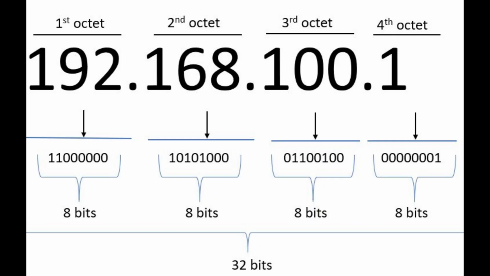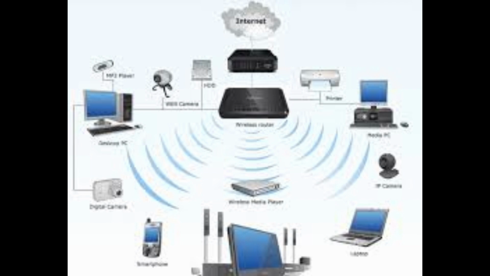IP address stands for Internet Protocol Address. It is of 4 bytes, 32 bits. In the networking world, every device connected in a network should have a unique IP address. The same IP can be used in a different network but not in the same network.